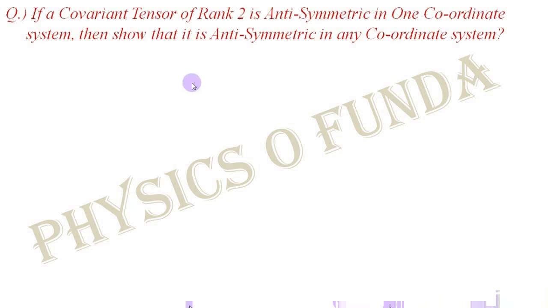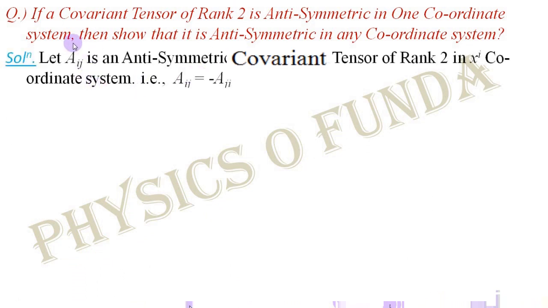Now we consider another problem. If a covariant tensor of rank 2 is antisymmetric in one coordinate system, then we have to show that it is antisymmetric in any other coordinate system. For that, we consider Aij is an antisymmetric covariant tensor of rank 2 in the unbarred coordinate system. That's why Aij is equal to minus of Aji.